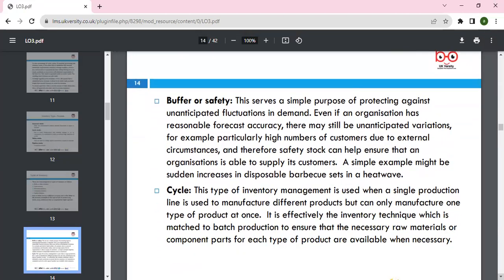Yes, this is cycle inventory. This type of inventory is used when a single production line is used for manufacturing different products, but can only manufacture one type of product at a time. It's effectively an inventory technique which matches batch production to ensure the necessary raw material components are part of the product. Any questions, please?